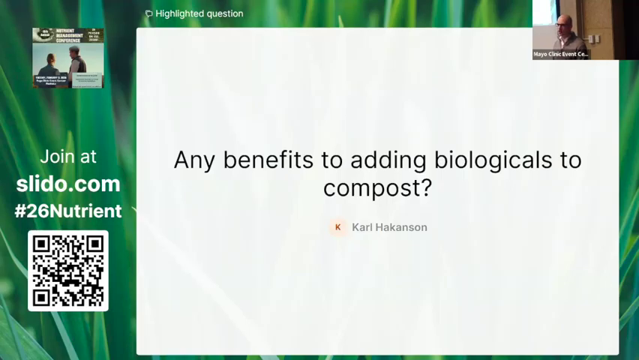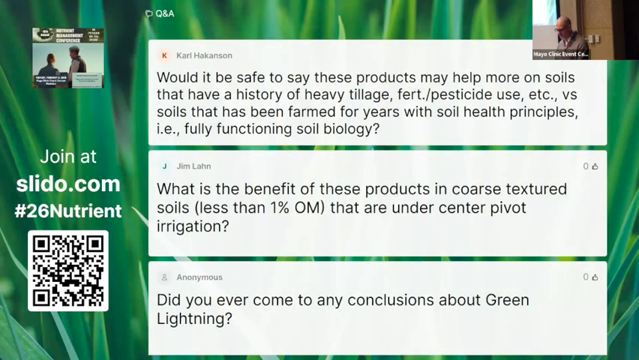Now, if your soil is very low in organic matter and fertility and you're using the compost, then perhaps you could use some of those biologicals to supplement as the plant is growing, but not really to the compost. I would not see any addition.